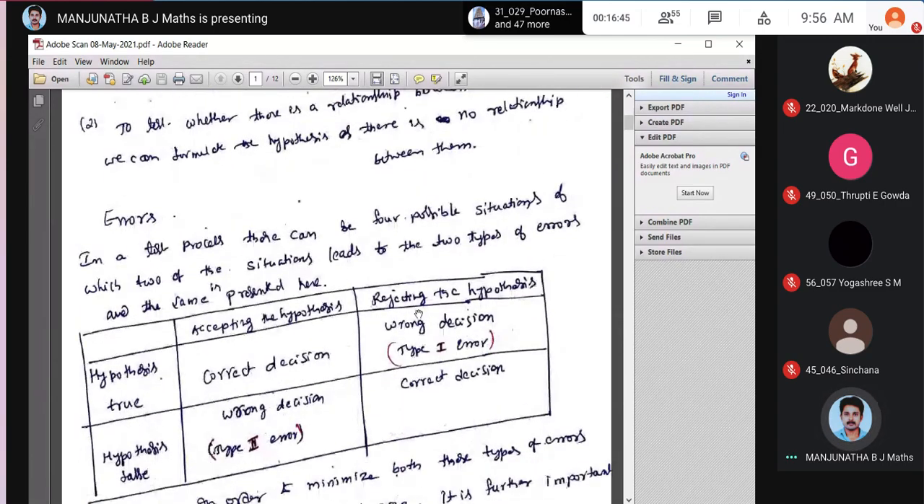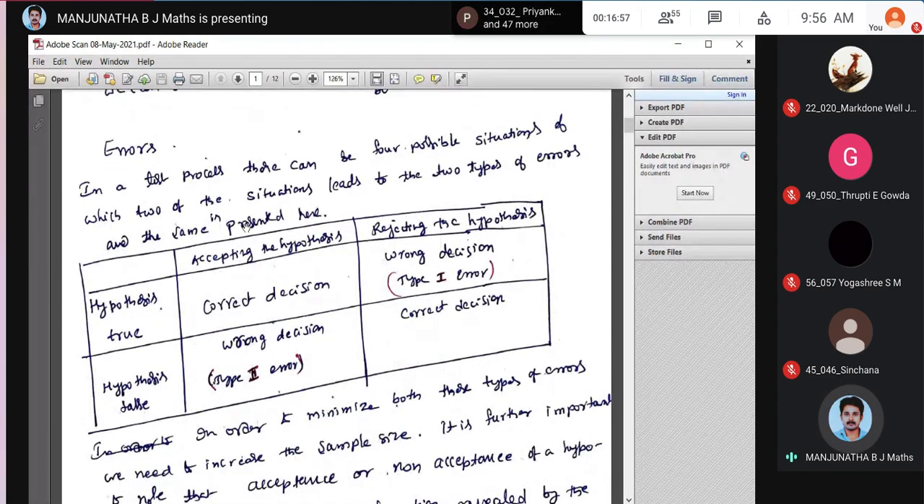Now, what are errors? In a test process, there can be four possible situations, of which two lead to the two types of error, and I have written them here. Sometimes the hypothesis is true. We accept the hypothesis or reject the hypothesis, correct? If the hypothesis is true and you accept it, that is the correct decision. Rejecting the hypothesis when it is true is the wrong decision. An error occurs, that is called type 1 error.